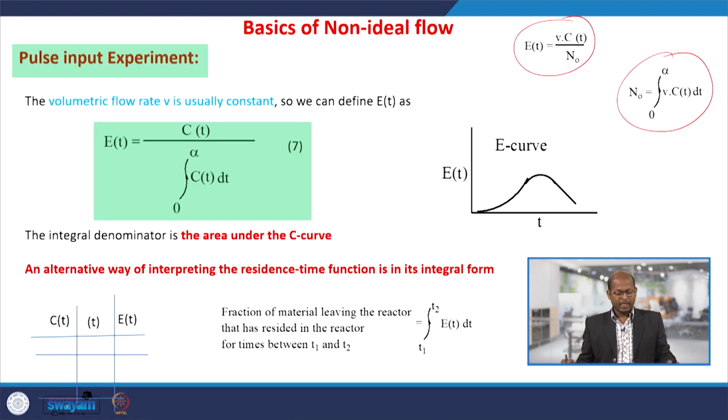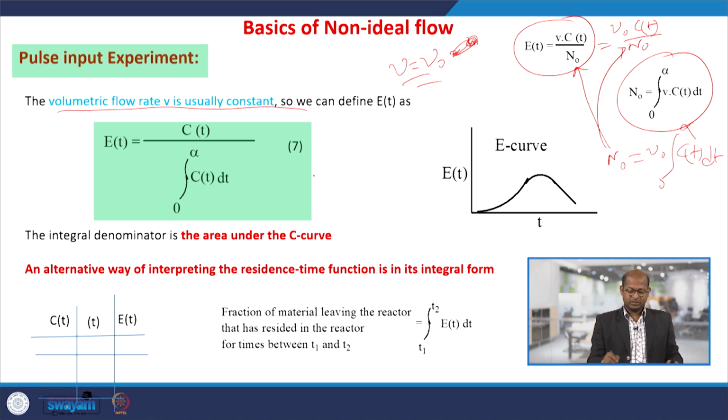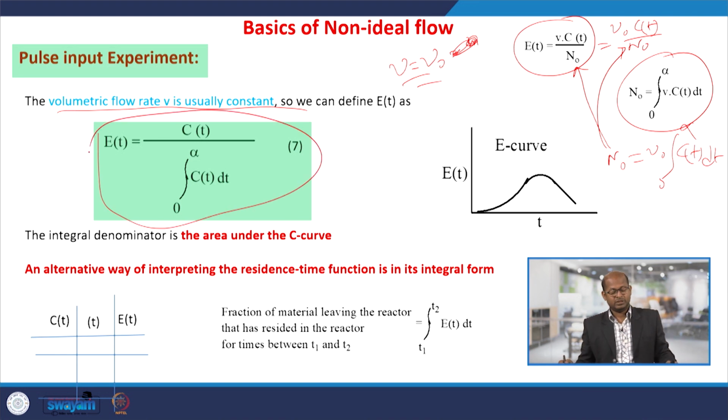Now, volumetric flow rate is usually constant, V equals V0. So, E(t) equals this. If V0 is constant, V equals V0. Then n0 we can write as V0 times the integral from 0 to infinity of C(t) dt. Now if I substitute this n0 here, E(t) equals V0 C(t) by n0. After simplification we get E(t) equals C(t) divided by the integral from 0 to infinity of C(t) dt. This way we can express it.